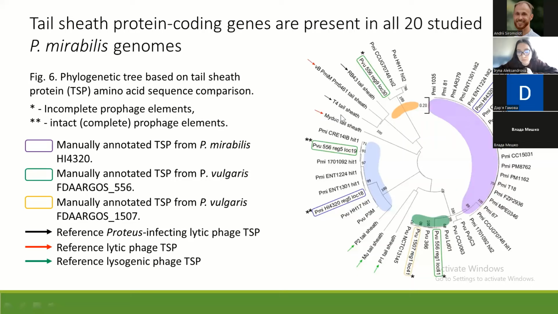Again, in all but 2 analyzed genomes, there were tail sheath protein coding genes. Thus, we can expect that our strain also contains such genes, and the structures observed under the microscope can thus be explained.